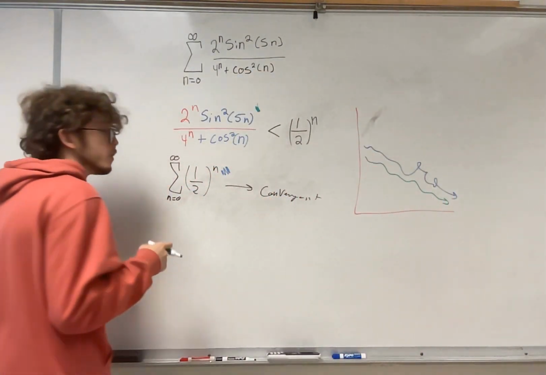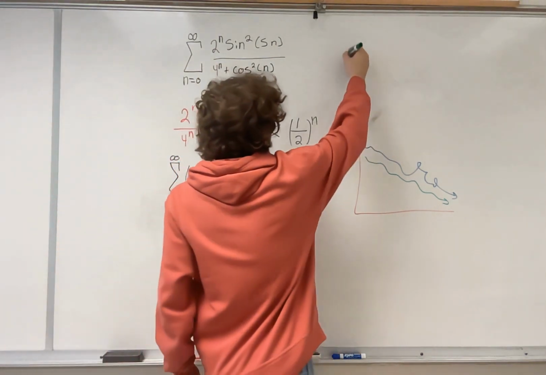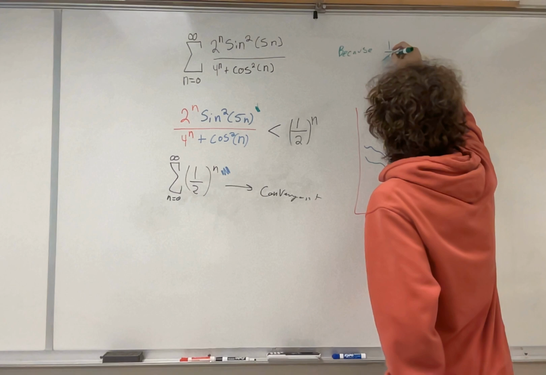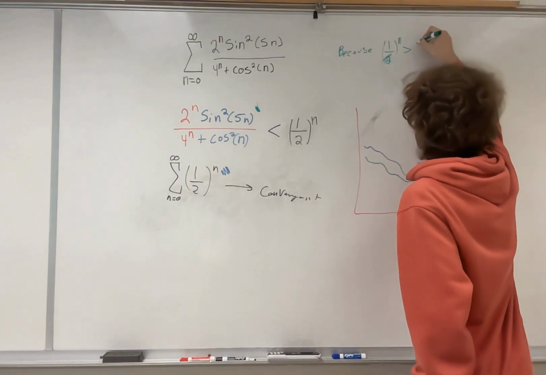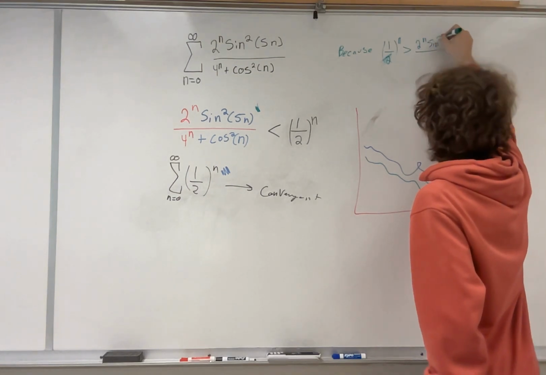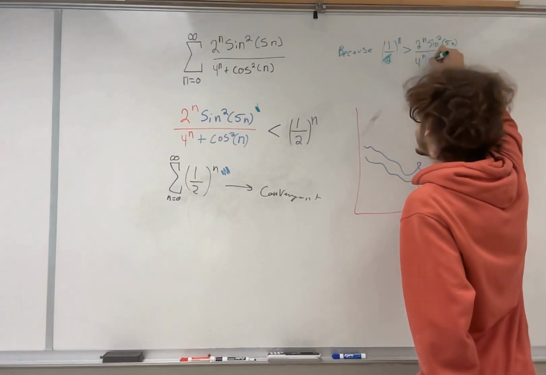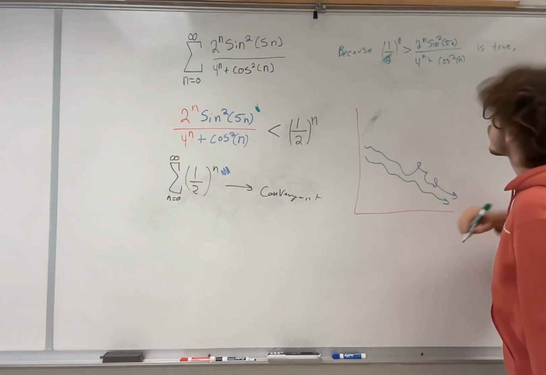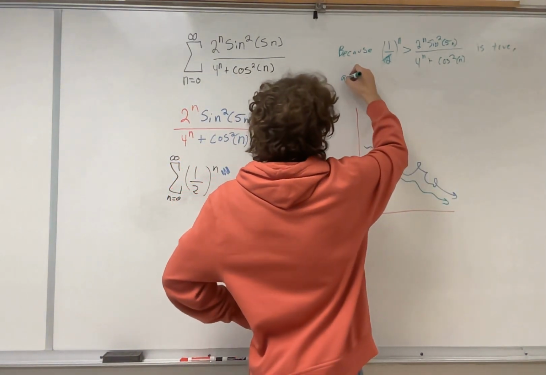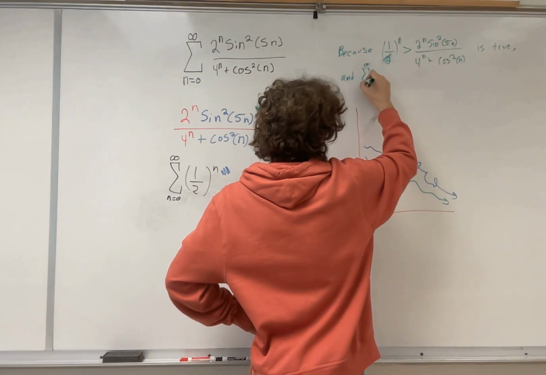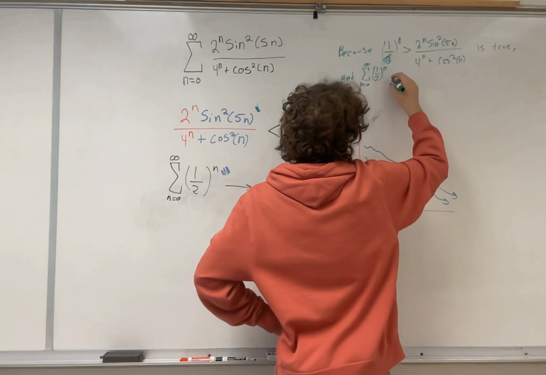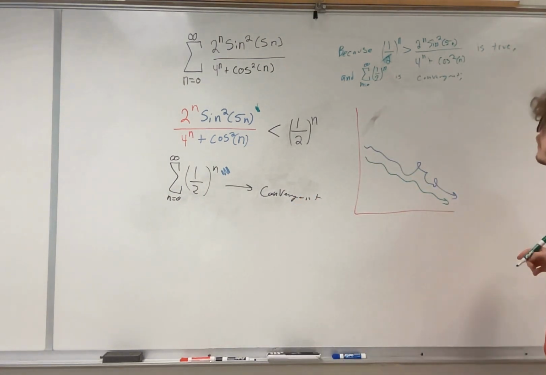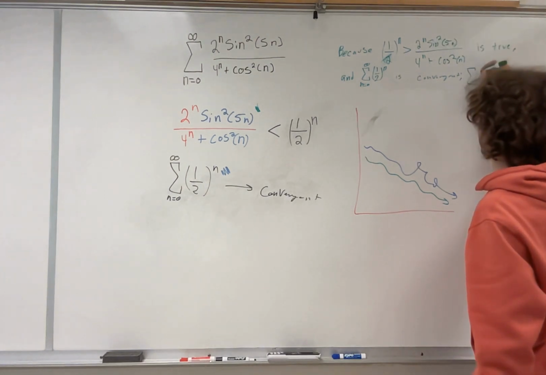So we can make the following statement. We can say, because 1 over 2 to the n is greater than 2 to the n sine squared of 5n over 4 to the n plus cosine squared of n, because this statement is true, and the series of that geometric series we've evaluated is convergent, well then our parent series here is also convergent.